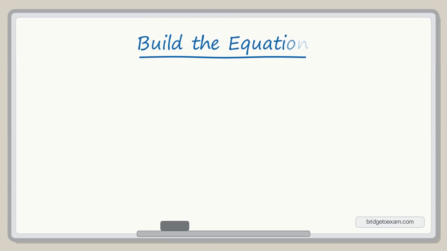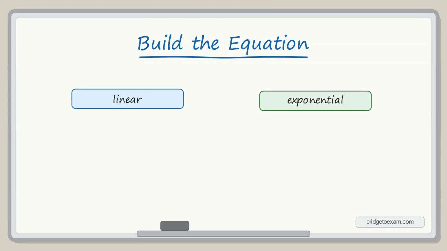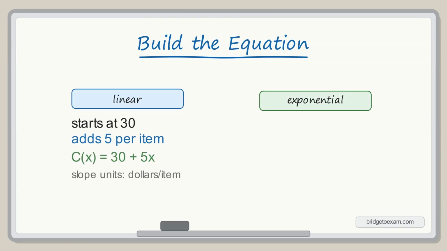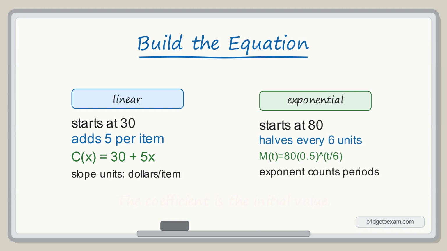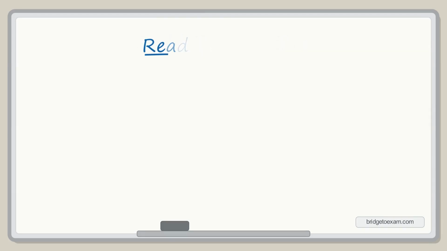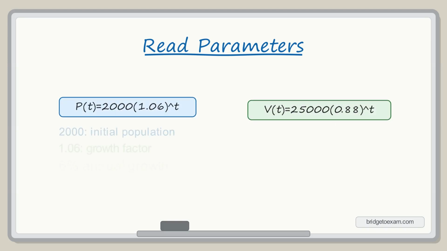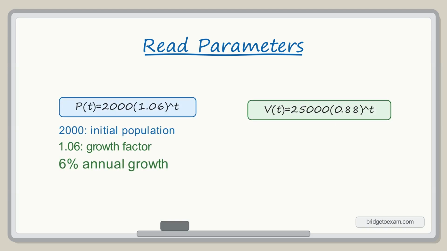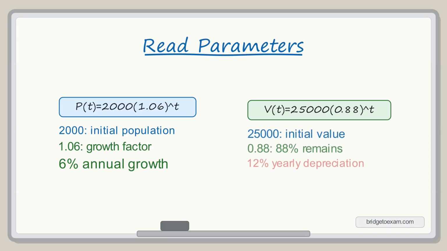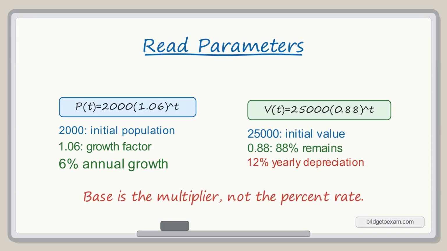Build models from the initial value and the change rule. Linear models add a rate. Exponential models multiply by a factor, and the exponent must count the correct periods. The base of an exponential is a multiplier. 1.06 means 6% growth. 0.88 means 88% remains, so the decrease is 12%.